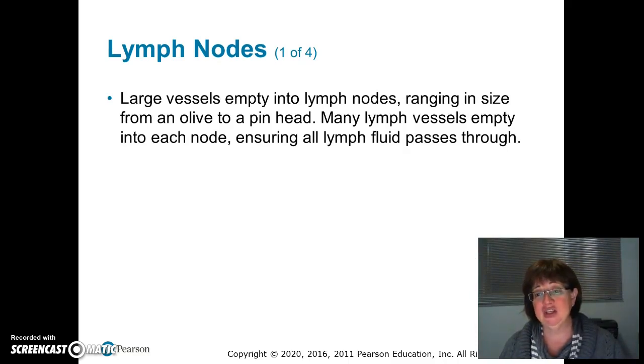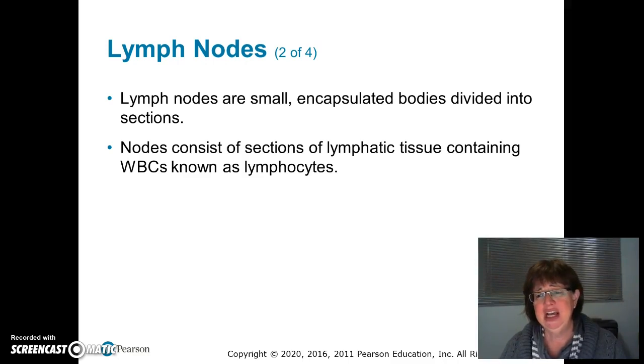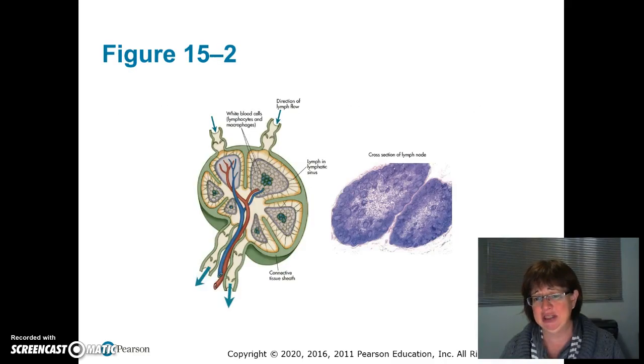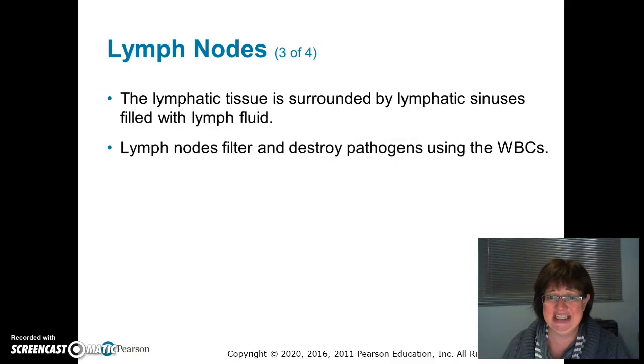So the large vessels will enter into the lymph nodes, and the lymph nodes are what you feel when you've got swollen glands; they're swollen nodes. Many lymph vessels will enter into a node, and then the node will filter the fluid that passes through it. Lymph nodes are small and encapsulated, meaning they have a good capsule around them. So if you look at it here, very encapsulated, easy to take out if there's any disease in it. The lymph nodes will filter and destroy pathogens using white blood cells called lymphocytes.